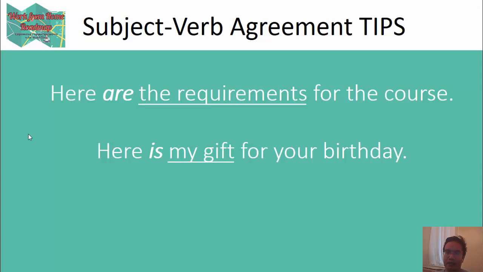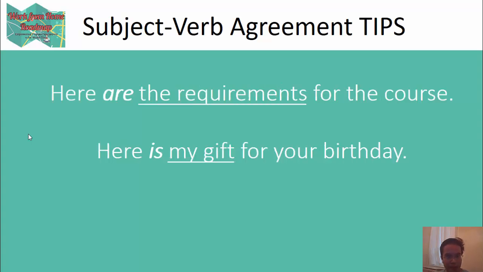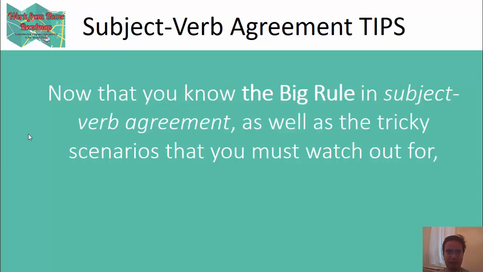So the verb is following the form of the real subject. Jobs is plural, are is plural. A book is singular, is is singular. The requirements is plural, are is plural. My gift is singular, is is singular.